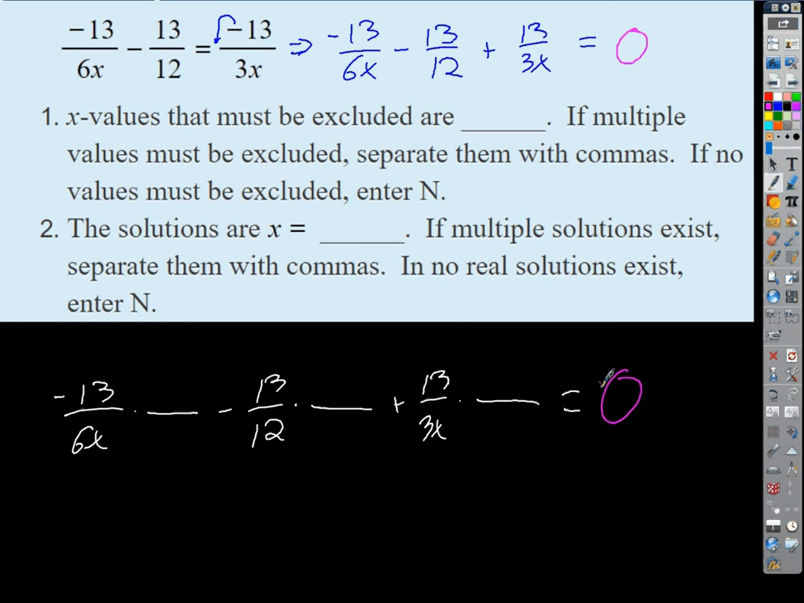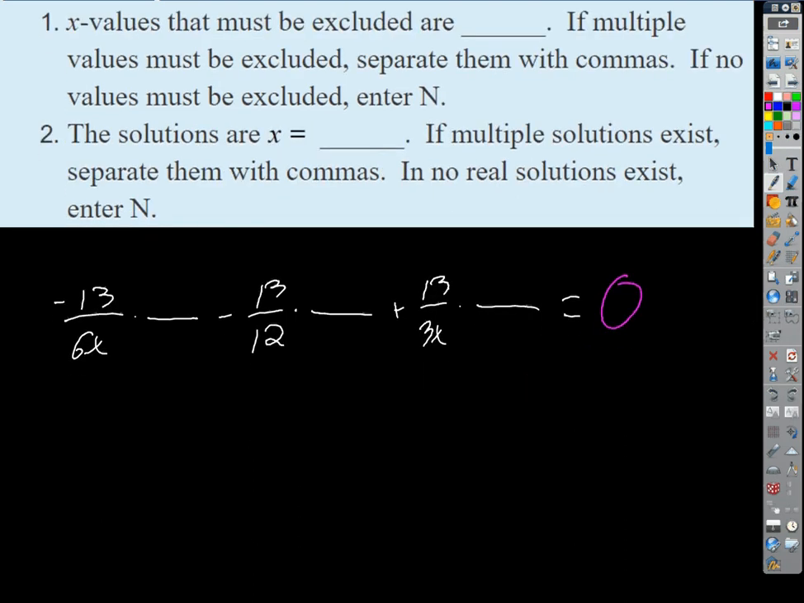12. Good, 12. So we want to get a 12 on the bottom, right? So what am I going to multiply this first fraction by, top and bottom, to get a 12 on the bottom? So 2 over 2, right? This one I've already got a 12, right? This one here I'd multiply by 4 over 4. Okay, now look what that gives me. This whole part right there, everything on the bottom, when I multiply it out, I get 12x, right?